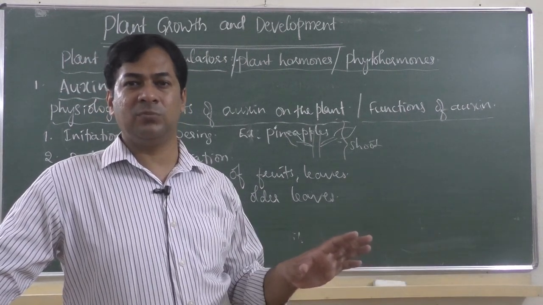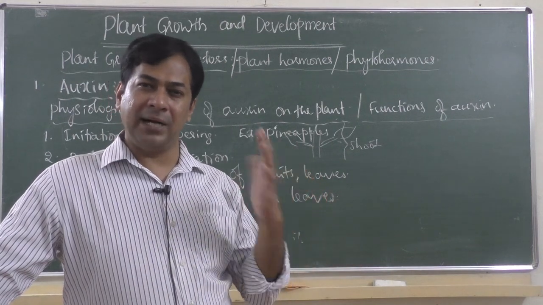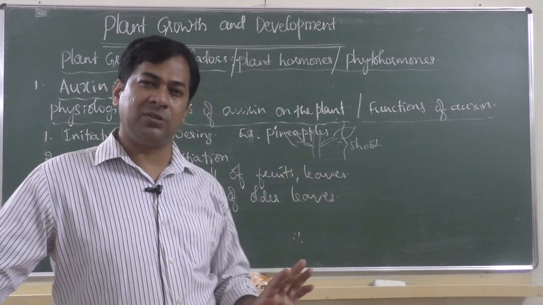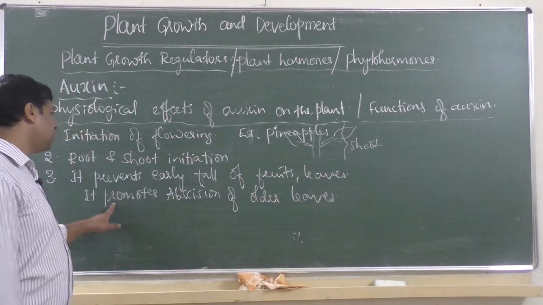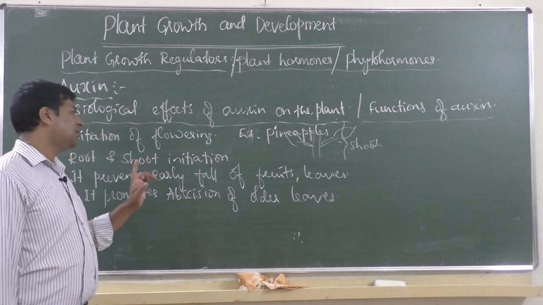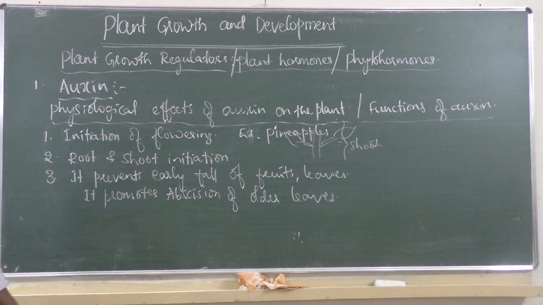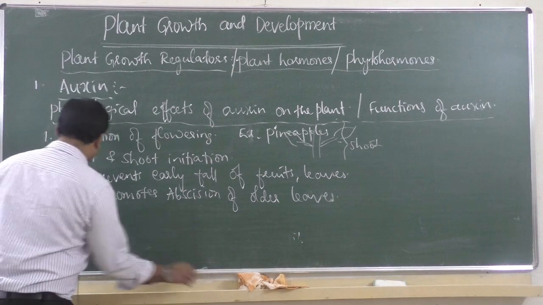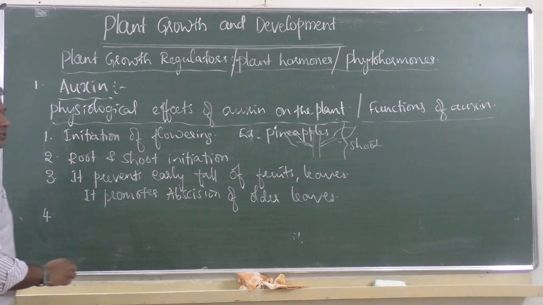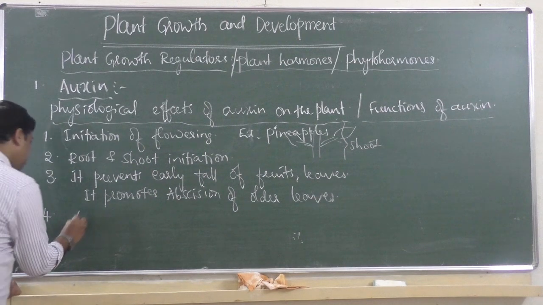The leaf has grown fully, become very mature, its work is finished, its life is finished, it falls down. So it promotes abscission of older leaves, but it doesn't allow early fall of fruits and leaves, so that it helps the plant to grow. Then next, auxin promotes or it causes apical dominance.